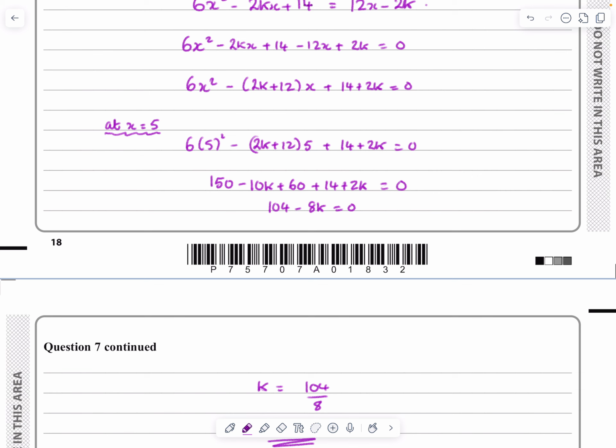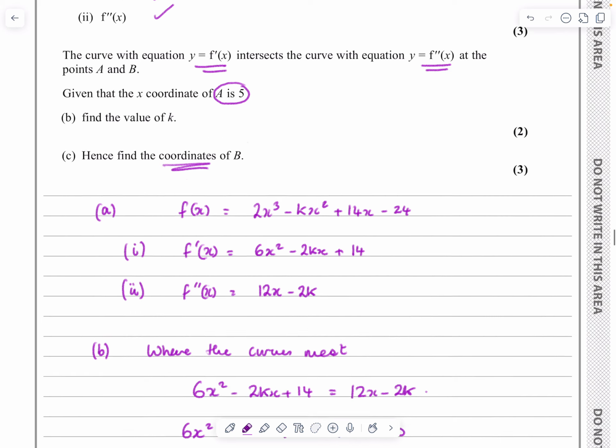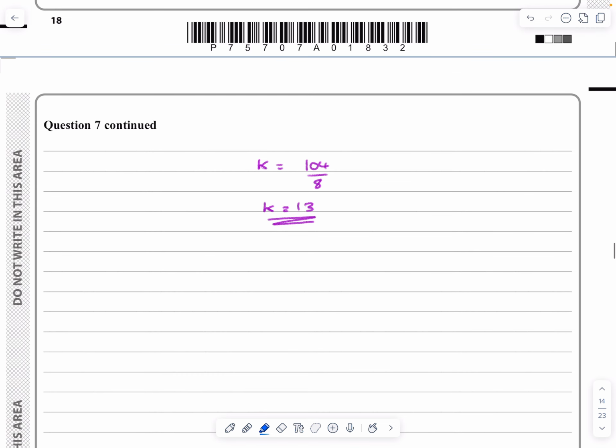So if k works out to be equal to 13, this is going to help me now for part C. So part C says, right, can we find the coordinates of B? So coordinates, notice, I want the x value and the y value for B. In order to find the x value, I'm just going to find the other solution to the quadratic. So this is why I did the work previously, was just to make this a little bit quicker for me to do. There's my quadratic, and let's do this for part C.